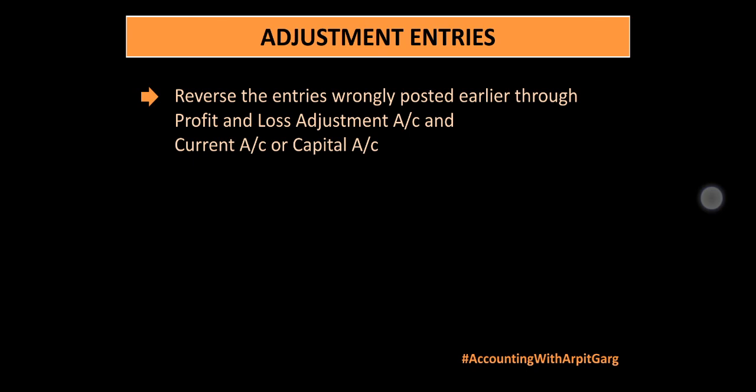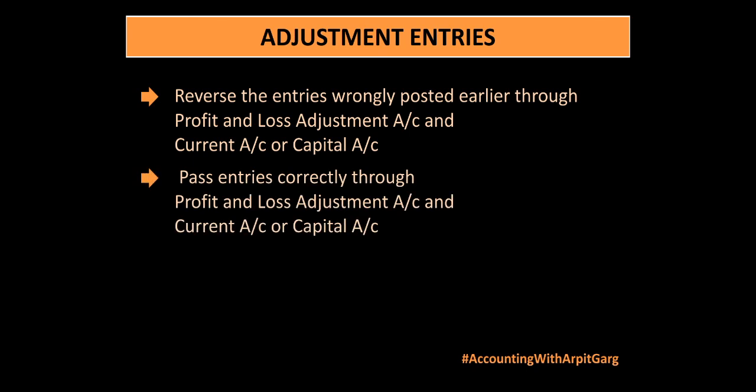Then we will pass correct entries. Now suppose I am giving salary. So while giving salary, I will credit partner's capital account or partner's current account. So here we need to write something on debit side. So on debit side, we will write profit and loss adjustment account. You can say that this is a temporary account, profit and loss adjustment account, opened to rectify the errors, to adjust the effects.